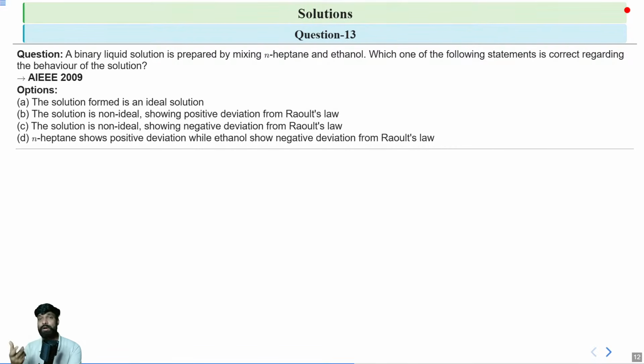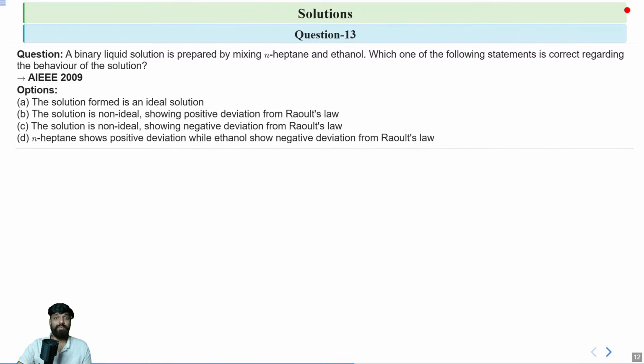Whereas if you take ethanol, which contains an OH group, which is an electronegative element, it will create polarity within the molecule. Okay, so one is polar, which is your ethanol, and the other one is non-polar, which is your N-heptane. Now it is sure that it will not form an ideal solution. In case of an ideal solution, the nature of the two components is always the same. Okay, so the first option is already deleted.